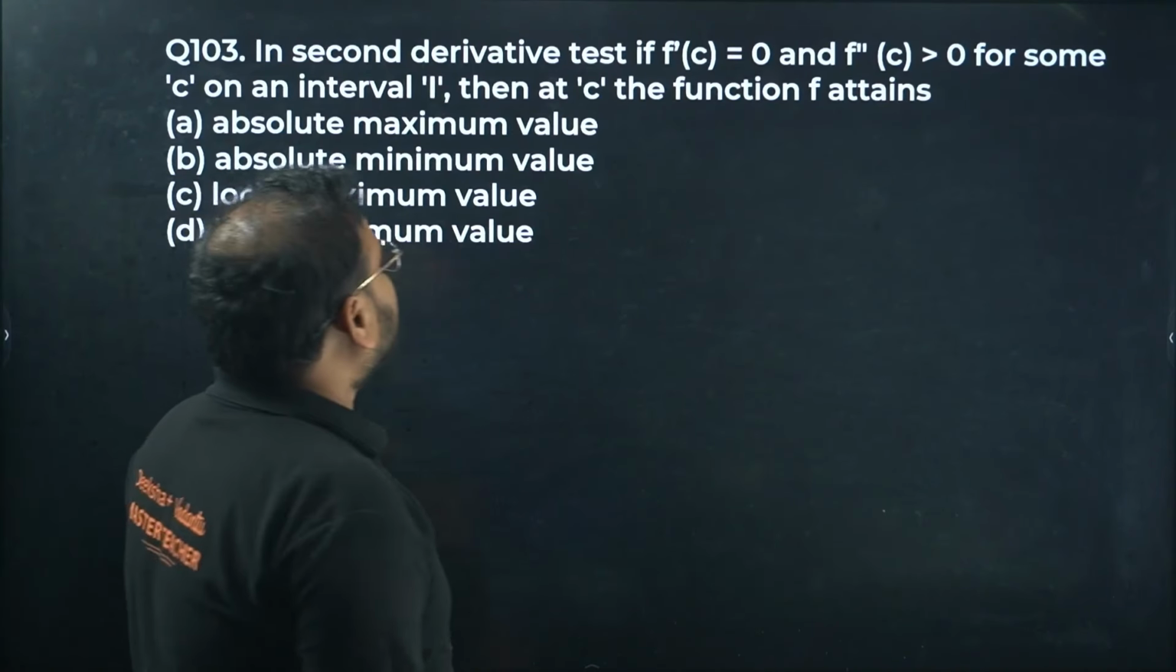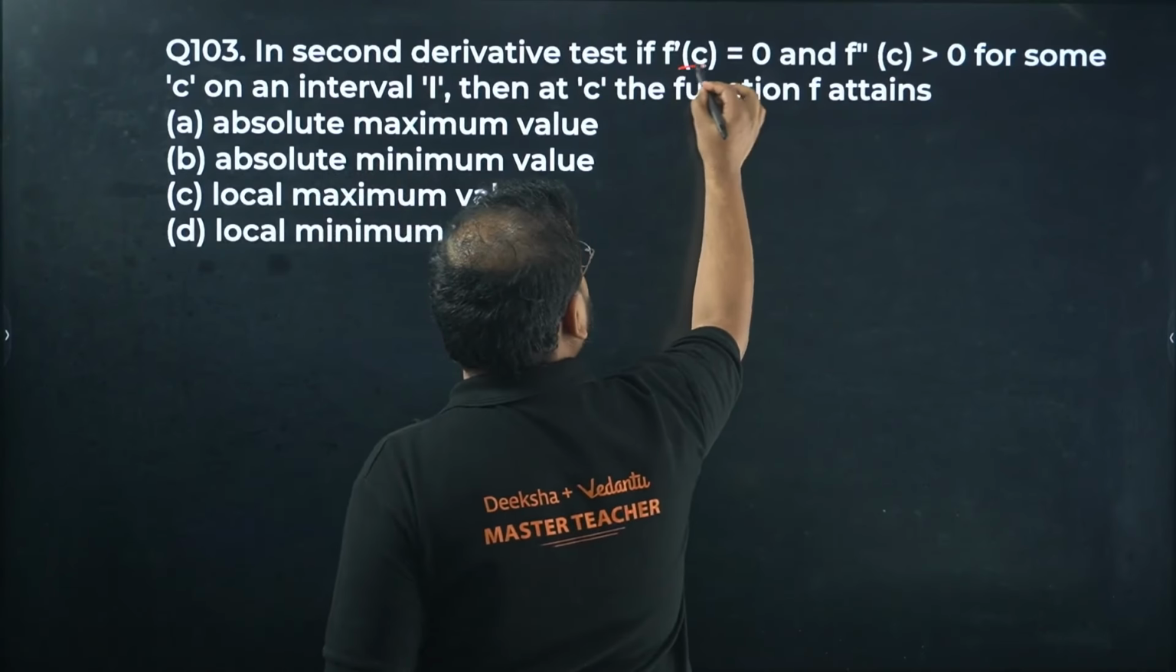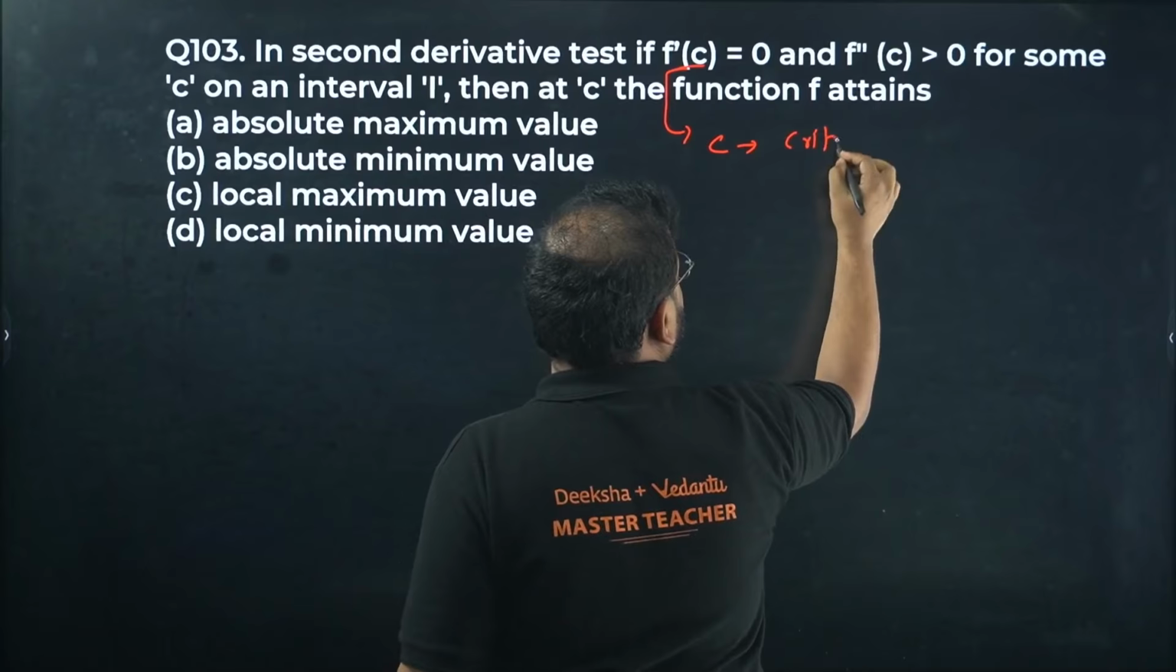In the second derivative test, if f dash of c is 0, it means c is a critical point. This first statement means c is a stationary or critical point.